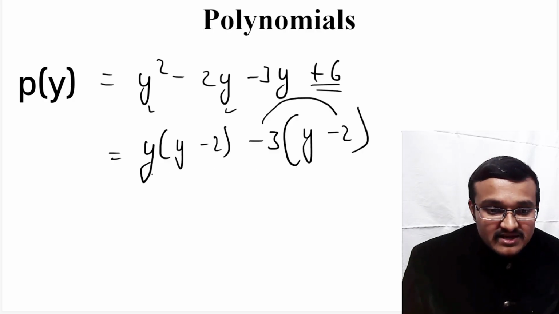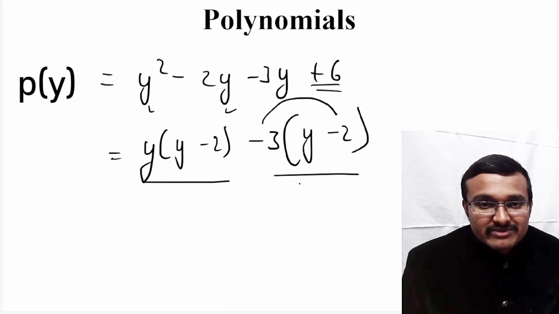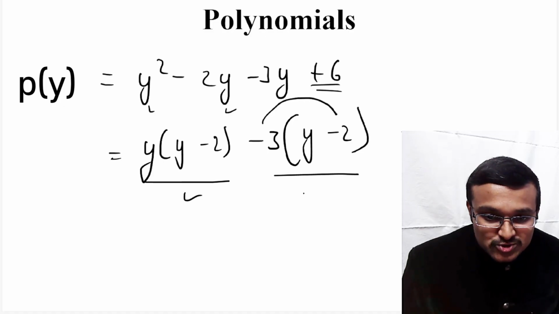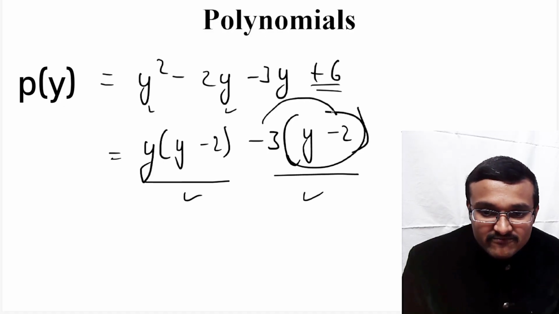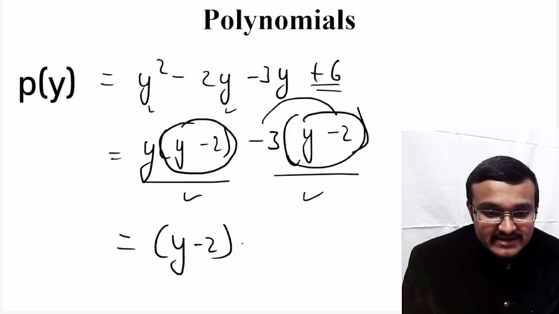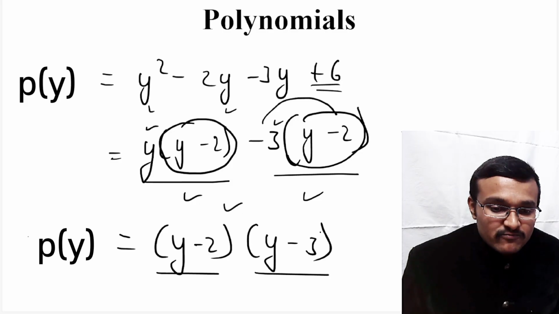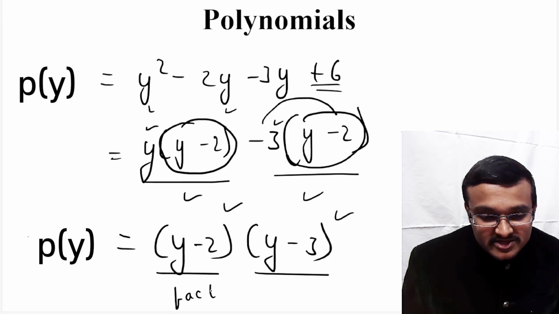So here we have y into y minus 2, minus 3 into y minus 2. In these two terms you can see that y minus 2 is common. So you can take y minus 2 common, and what remains is y and minus 3, which you can put inside the bracket, that is y minus 3. So y minus 2 and y minus 3 are the factors of this particular polynomial.